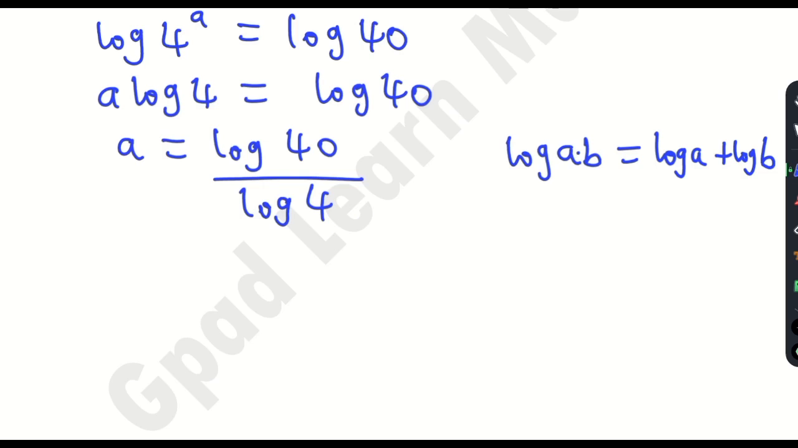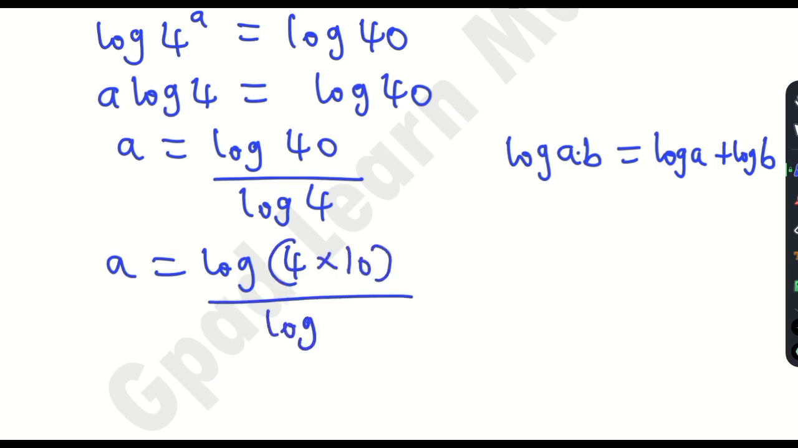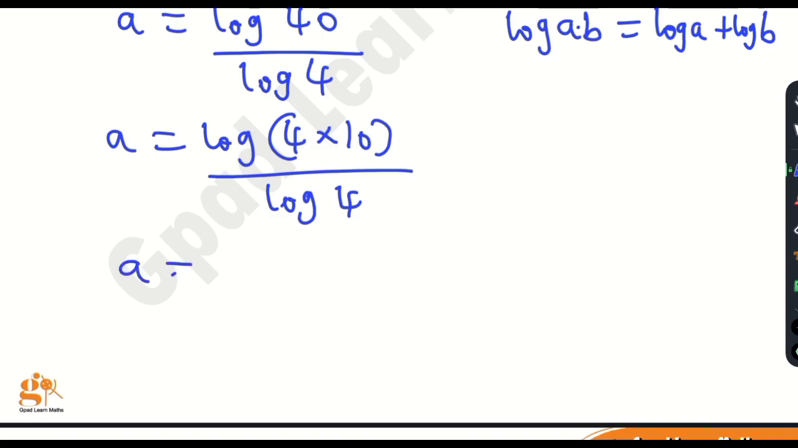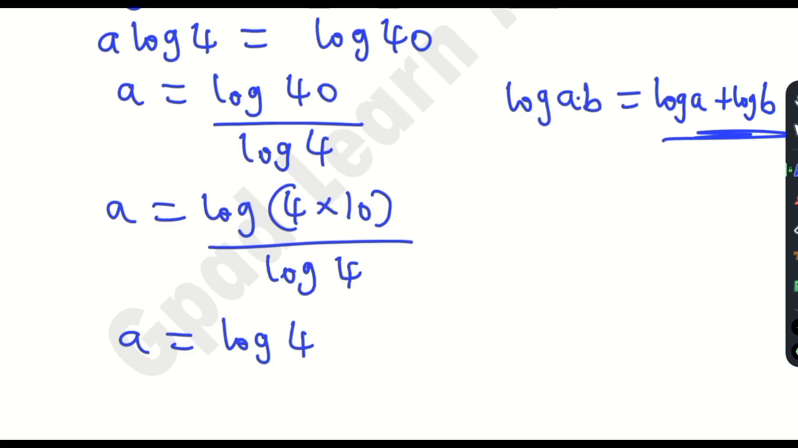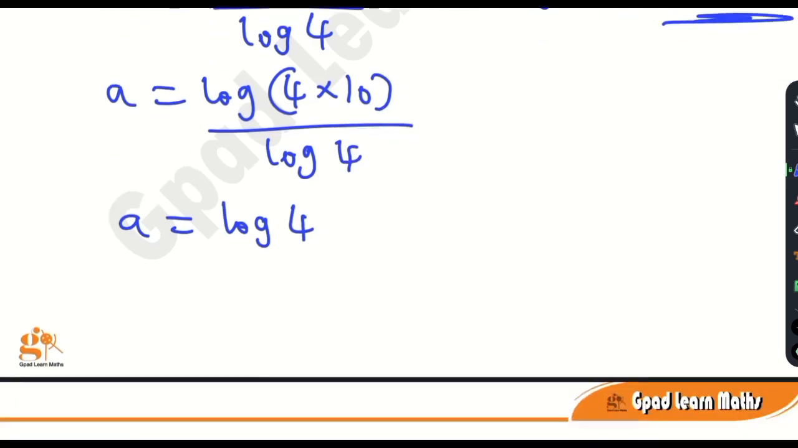Now, we're going to express log 40 as log 4 times 10. Now watch this. a is equal to log 4 times 10. Of course, you know that 4 times 10 is 40. Now using the law of logarithm, this is going to be log 4 plus, as I did here, because log A times B is log A plus log B. That's what I'm going to do here. Log 4 plus log 10 over what?